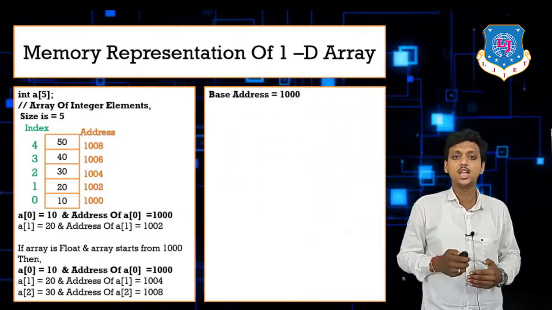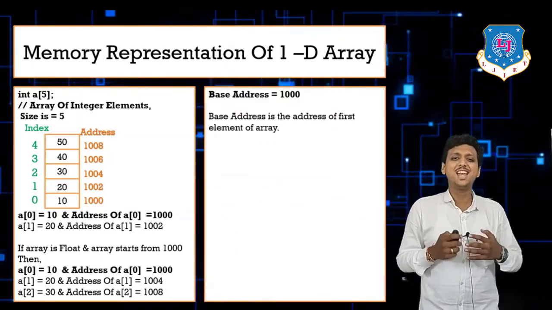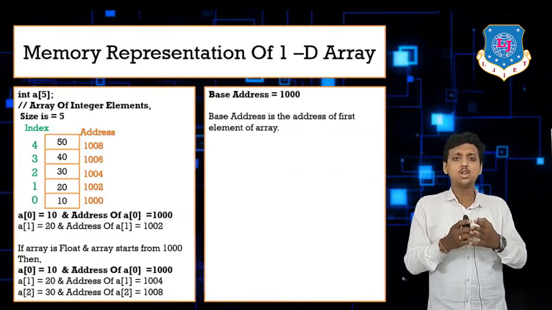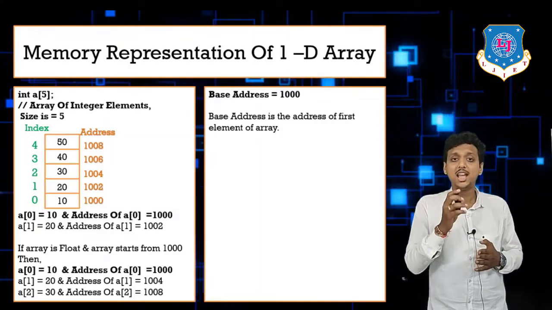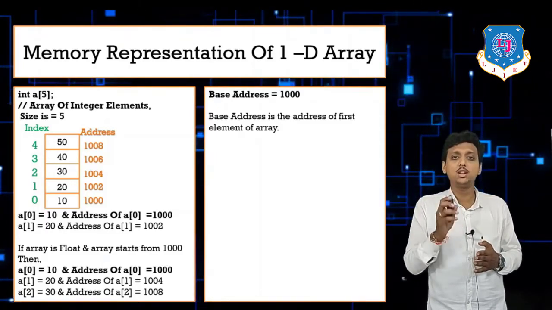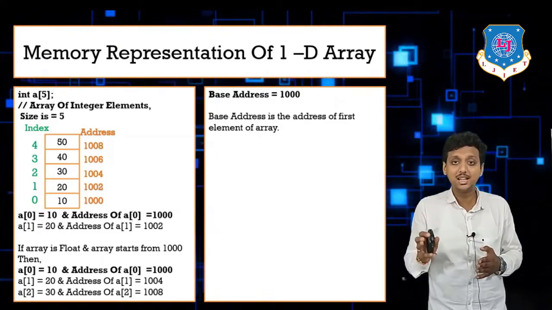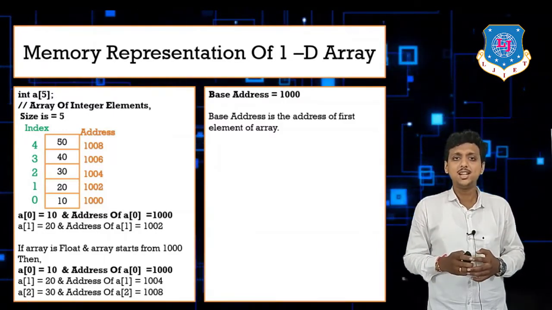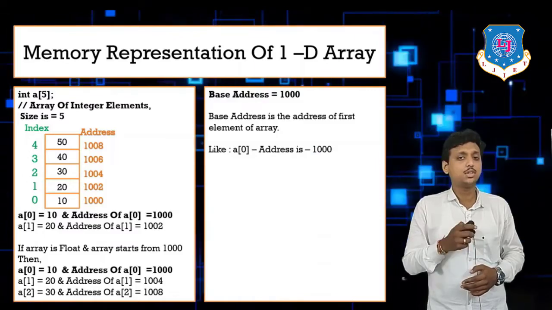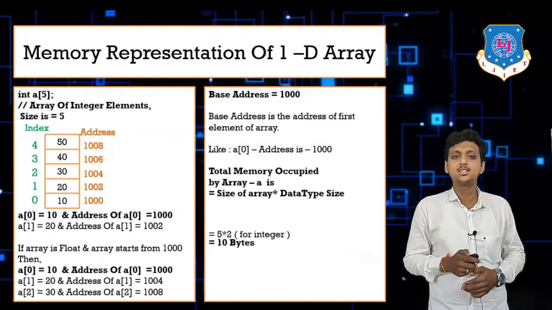Now, what about the base address? Whatever the address of the first element is, that is known as the base address. Make it clear: the address of the first element of the array is known as the base address. Here the base address is 1000, which is the address of a[0].